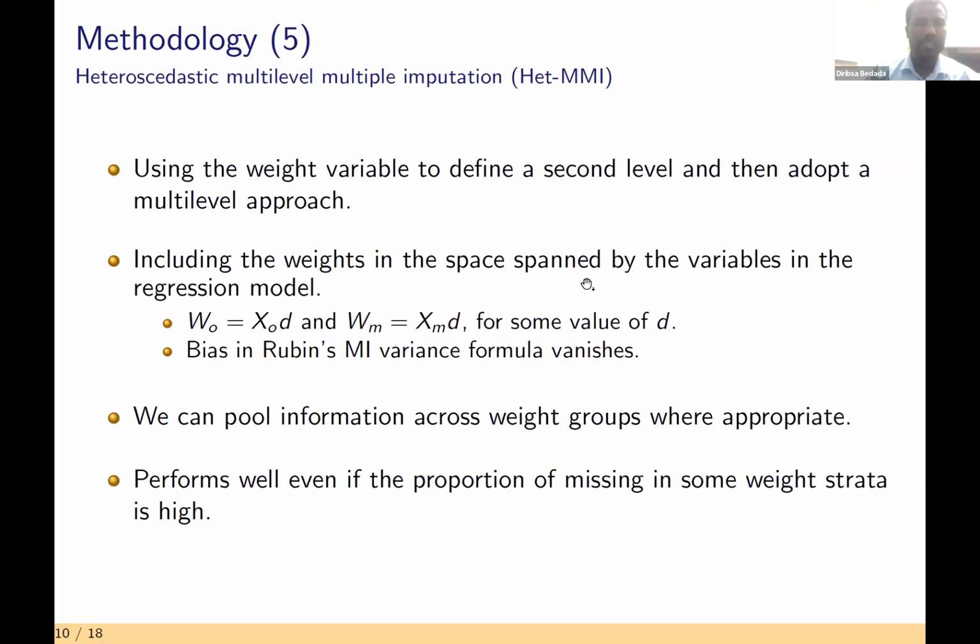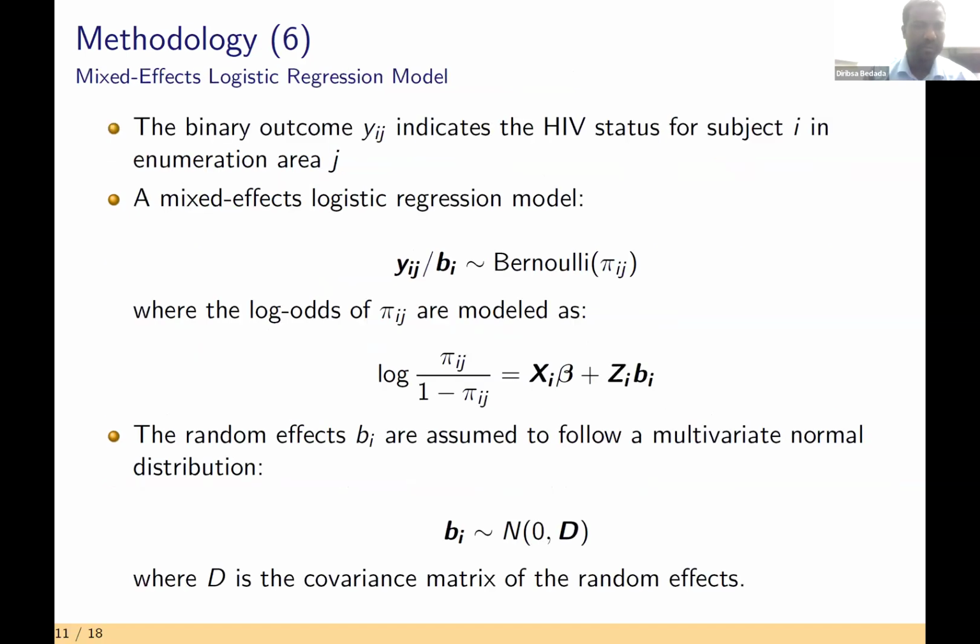So including the weights in the space spanned by the variables in the regression model can give us unbiased Rubin's variance in this context. We can also pool information across weight groups where appropriate, and this approach performs well even if the proportion of missing in some weight strata is high.